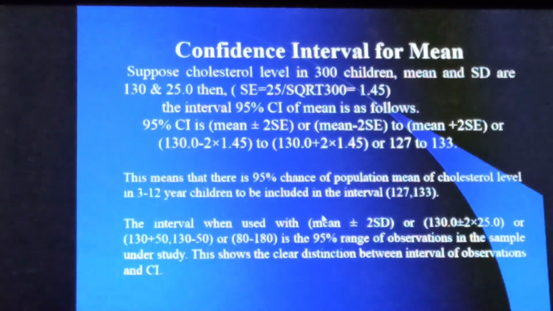The interval when we use mean plus or minus 2 standard deviations tells us that 95% of observations fall into that. So this is for the sample, say 80 to 180. When you use standard error, it is for the population mean.